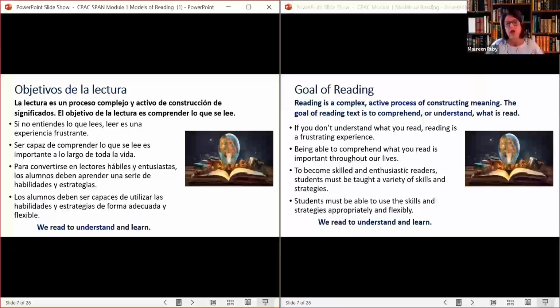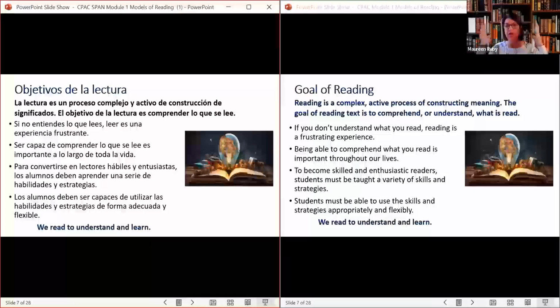So it's not easy to learn how to read. Our brains are not, when we're born, we don't have a reading center in our brain. Reading is a fairly new skill for humans, and it's complex. And it's an active process where we're making meaning.